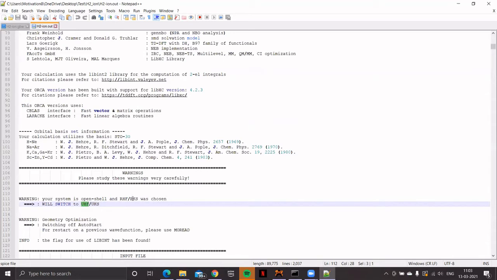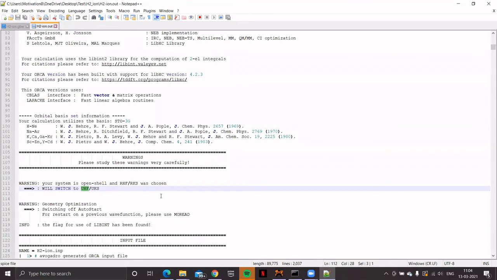Kohn-Sham they give because that's for DFT. We are not in DFT calculations. If it is DFT, then it is Kohn-Sham, restricted Kohn-Sham and unrestricted Kohn-Sham. Right now we have chosen Hartree-Fock, so that's why it is shifting from restricted Hartree-Fock to unrestricted Hartree-Fock. And then geometry optimization.